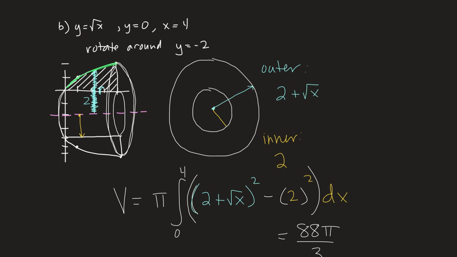Okay, so good luck with drawing these. Sometimes they can be pretty tricky, but remember, we're trying to find radial lengths from the center of rotation to the outside and the inside.